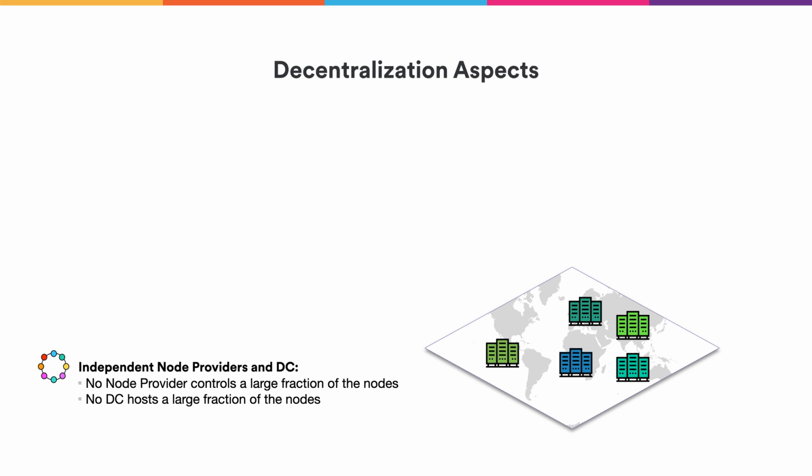Decentralization at the infrastructure level means that nodes should come from many independent node providers around the world, and nodes should not be hosted in the same data center. They should also be distributed geographically. No entity should be in control of a large fraction of the network.